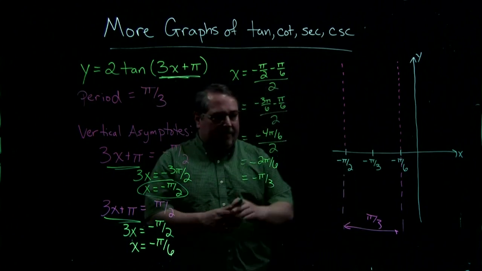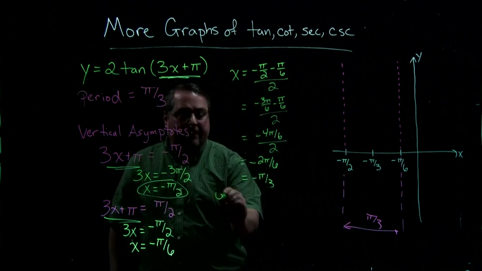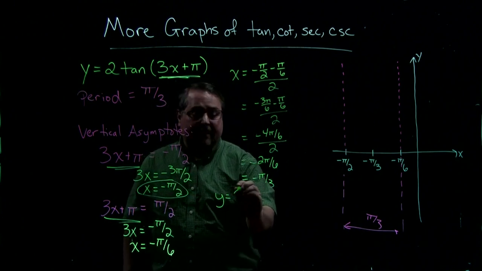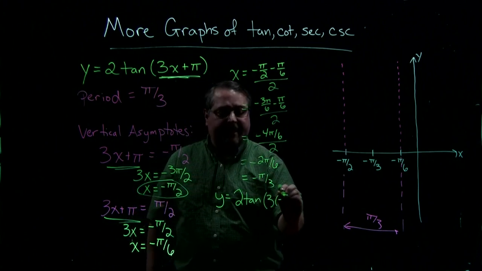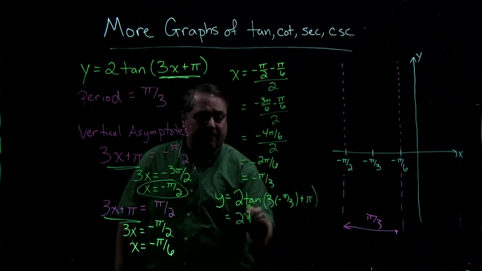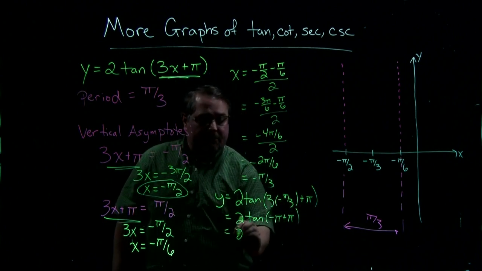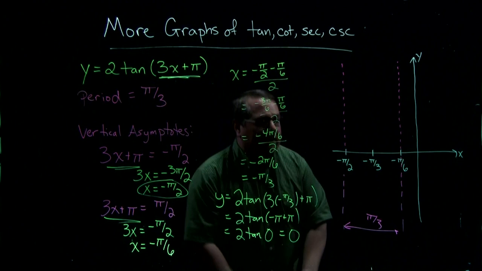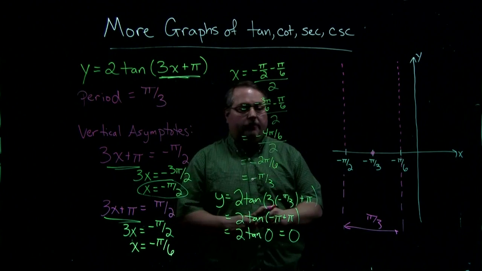Okay, and we'll see in a minute that that does make a certain amount of sense. Okay, so that would be our x-coordinate. And then the y-coordinate of our point we could find by plugging our x into our tangent. So we're going to take 2 times the tangent of 3 times negative pi over 3 plus pi. And it's going to be 2 times the tangent of negative pi plus pi, which is 2 times the tangent of 0, which is 0. Okay, in other words, there's going to be a center point at x equals negative pi over 3, y equals 0.